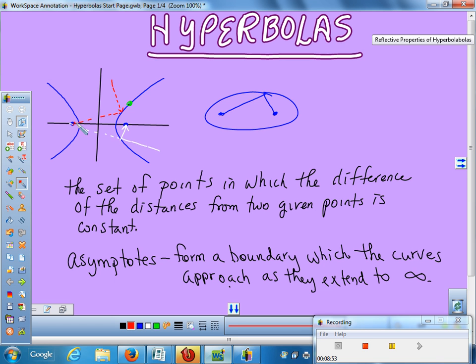So who cares? Hyperbolas are kind of weird and kind of hard to see a lot of real world uses for them. But there's kind of one of the most interesting characteristics.